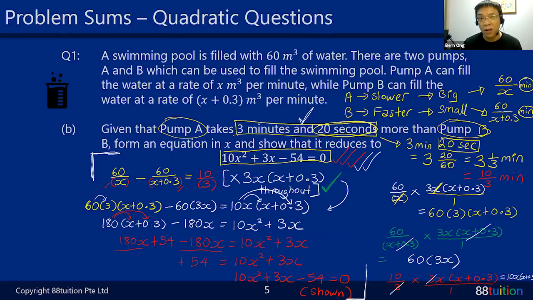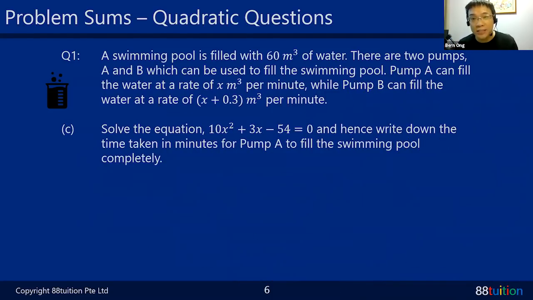So is it over? 5 marks, good enough? 5 out of 10? No, you have to secure the 10 out of 10. So let's move on to the next part. Solve this equation and write down the time taken. Here is where your calculator comes in. Use your calculator already. Don't go and solve by hand. Use your calculator to see how the answer will look.